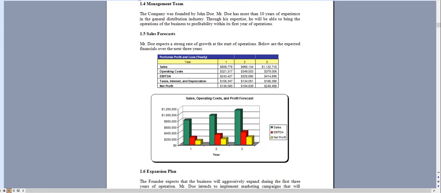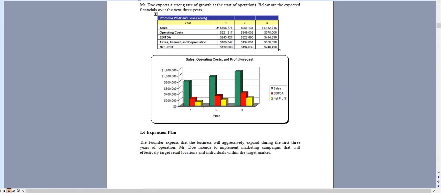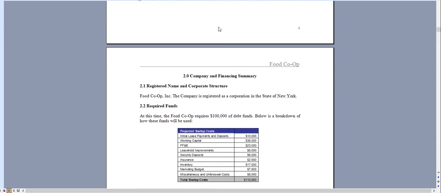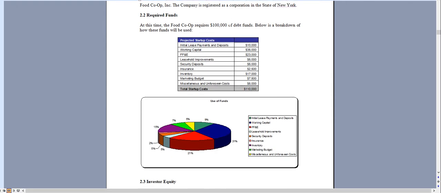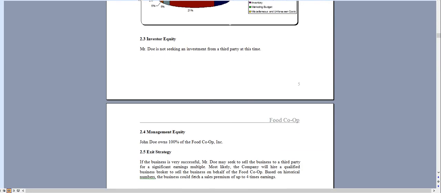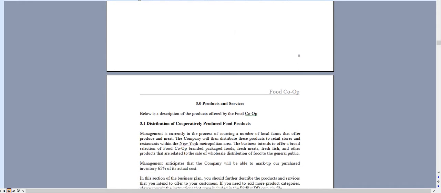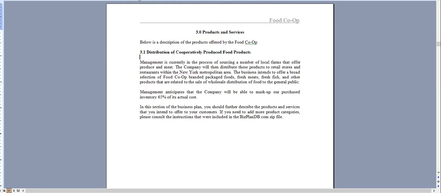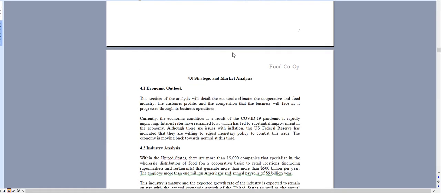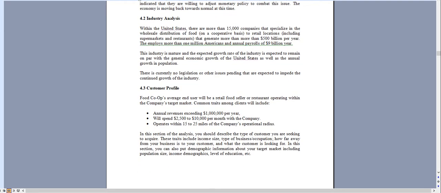And all of the charts and graphs that you see can be completely adjusted, specific for the needs of your business. Chapter 2 is an overview of the amount of money you're looking to raise and how you intend to use those funds. Chapter 3 is an overview of the co-op food products you'll be distributing. Chapter 4 is the industry analysis and market analysis.